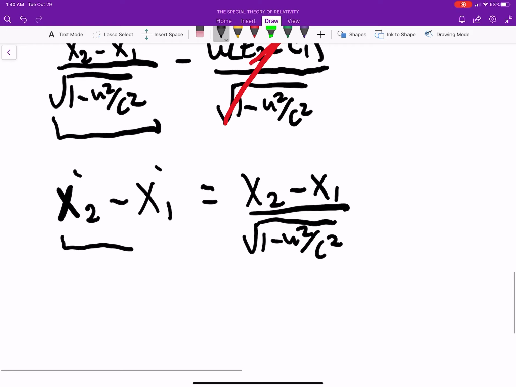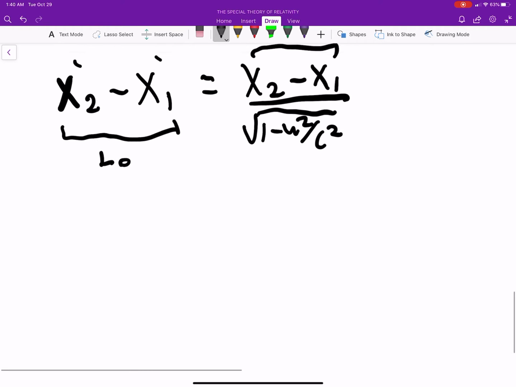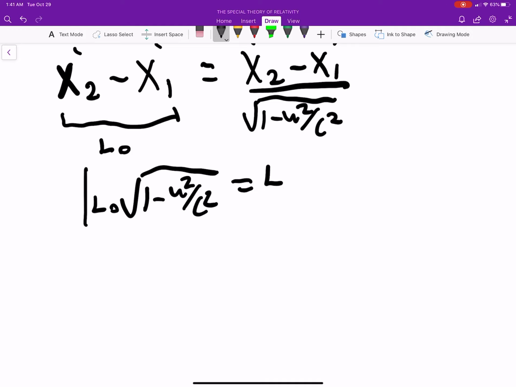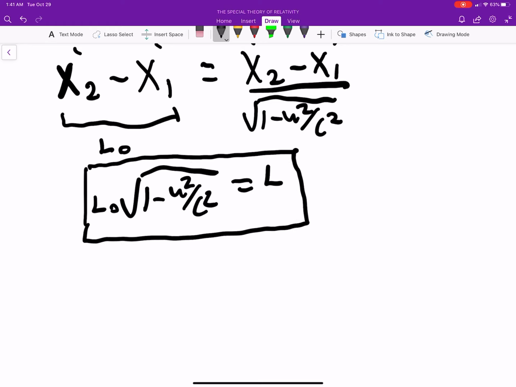Now this is our proper length, L naught, and then this is the measured length, L. So we could say L naught times the square root of 1 minus u squared over c squared, if we just multiply over, is equal to L. And there we go. This is the equation that we got before, just a new way to get there. So this was length contraction. We also have velocity, which I might do tonight, I might do tomorrow, not sure yet.